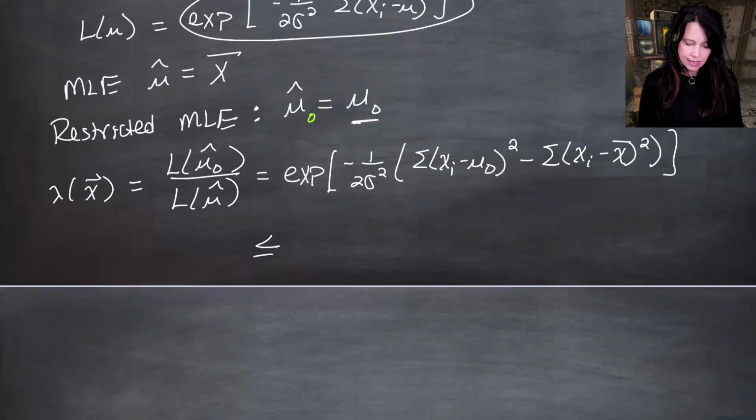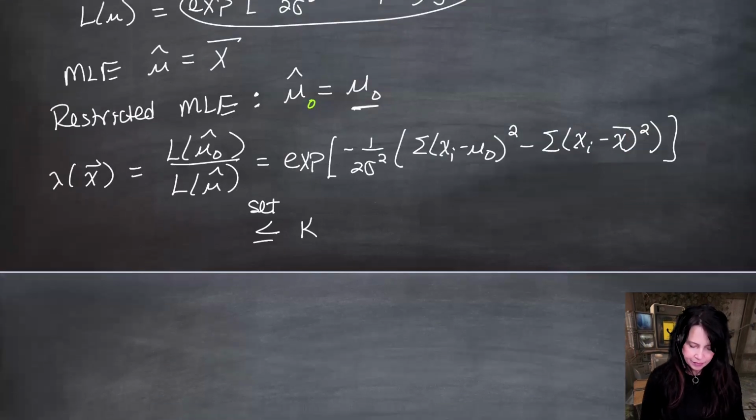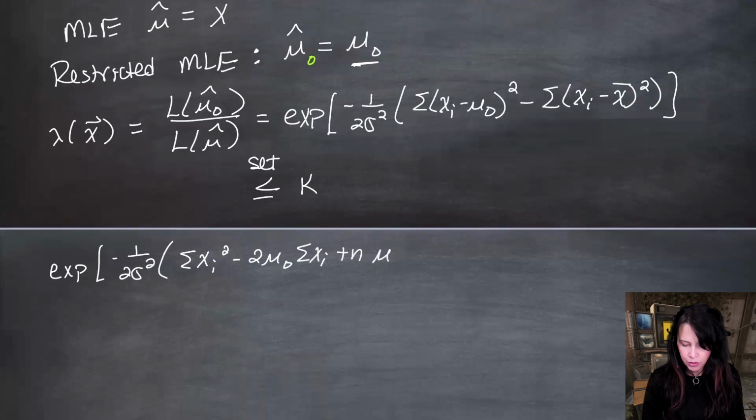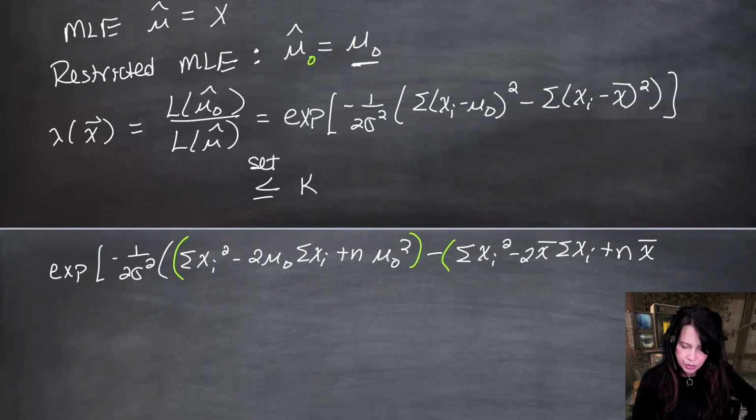I'm going to set this less than or equal to some constant k, or whatever your favorite constant is. And I want to do as we've always done. I want to try to isolate the x stuff on the left-hand side. If you were to square these out, I can see right away that we're going to get at least some cancellation of the sum of the x's squared. Let me multiply that out. I have e to the minus 1 over 2 sigma squared, the sum of the xi squared minus 2 mu naught sum of the xi plus n mu naught squared, and then I need more brackets, minus the sum of xi squared minus 2 x bar sum of the xi plus n x bar squared.